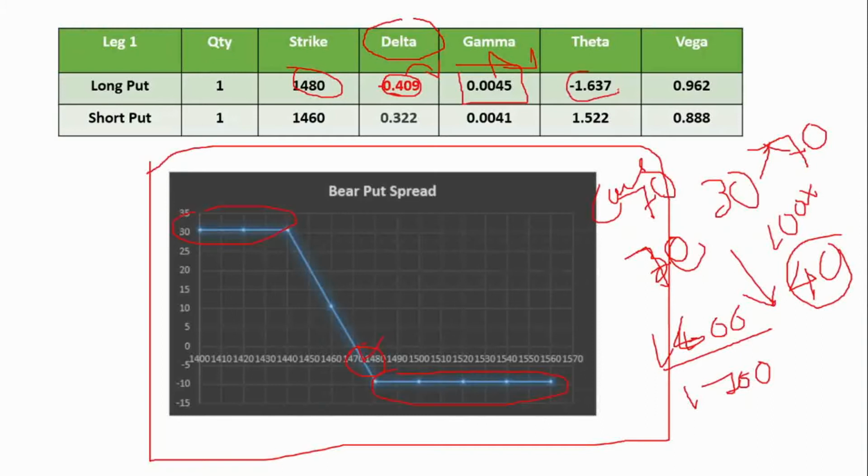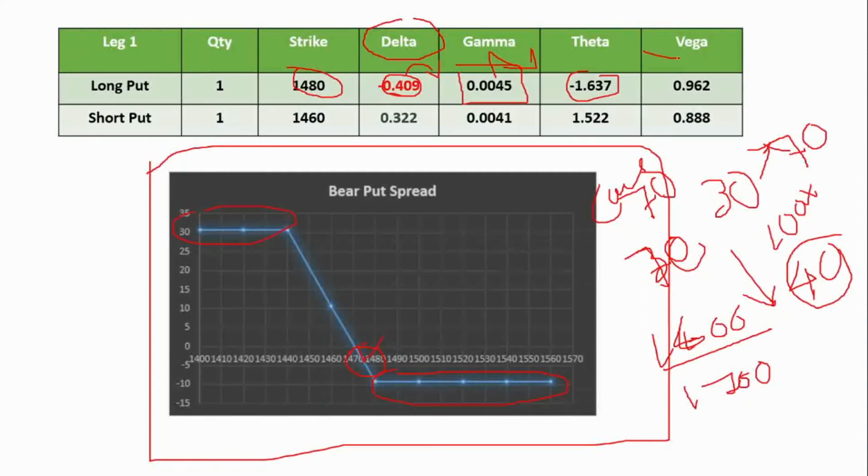So what is theta? All I want to remind you is that an option is a derivative contract. It loses its value as it comes to expiry. Every day as it goes nearer to expiry, it loses value. How much it will lose is given by theta. So every day it loses minus 1 rupee 60 paise in its premium.